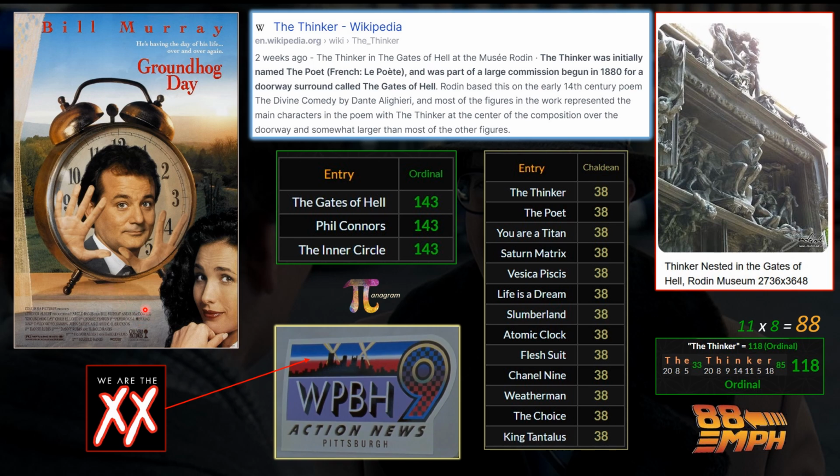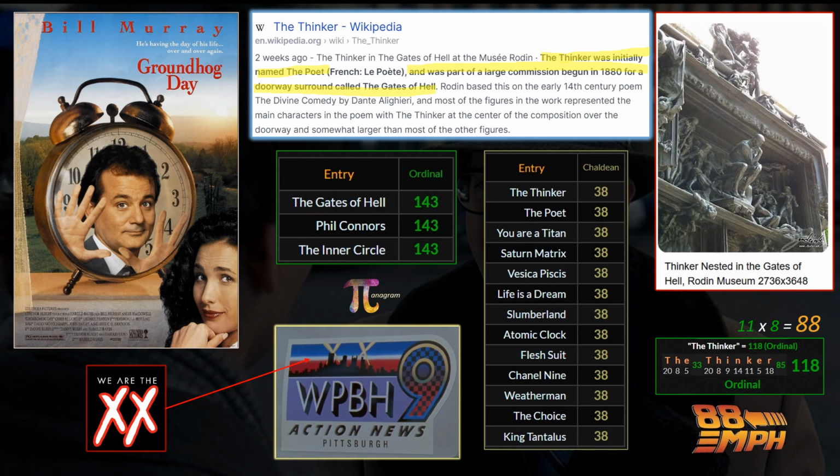And then we see Rita in the bottom right corner posing with her hand under her chin, similarly to the Thinker. It's a famous statue. But what most people don't realize is the Thinker was initially named the Poet and was part of a large commission began in 1880 for a doorway surround called the Gates of Hell.